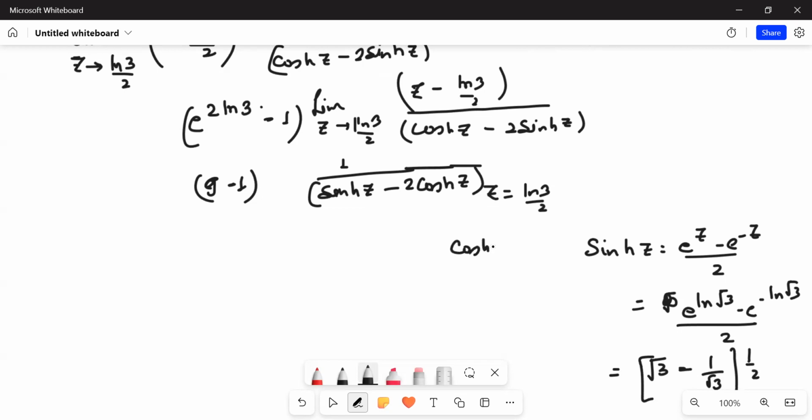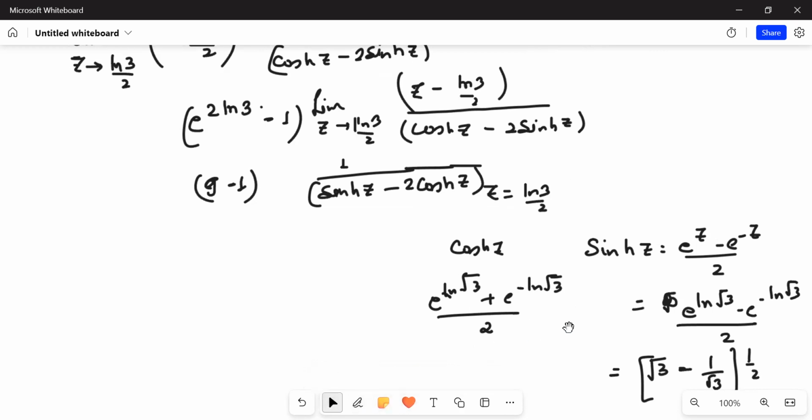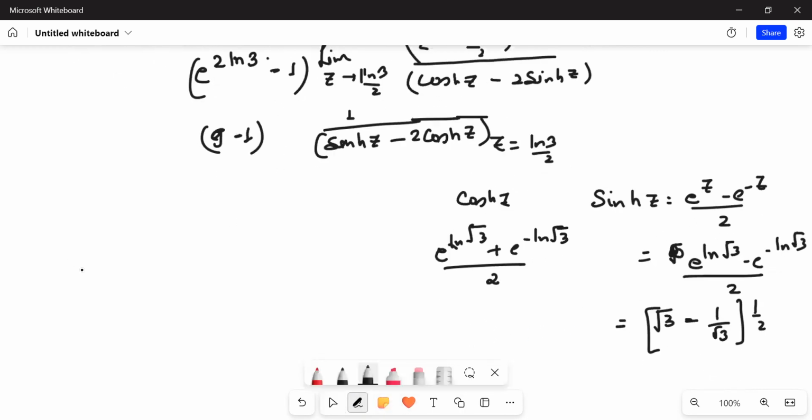And what is cosh z at ln 3 by 2? This will be simply e raised to the power ln root 3 plus e raised to the power minus ln root 3, divided by 2. Because cosh z is e to the power z plus e to the power minus z, divided by 2. So I would write this as 8 into 1 upon, what is sinh z? Sinh z is simply this.